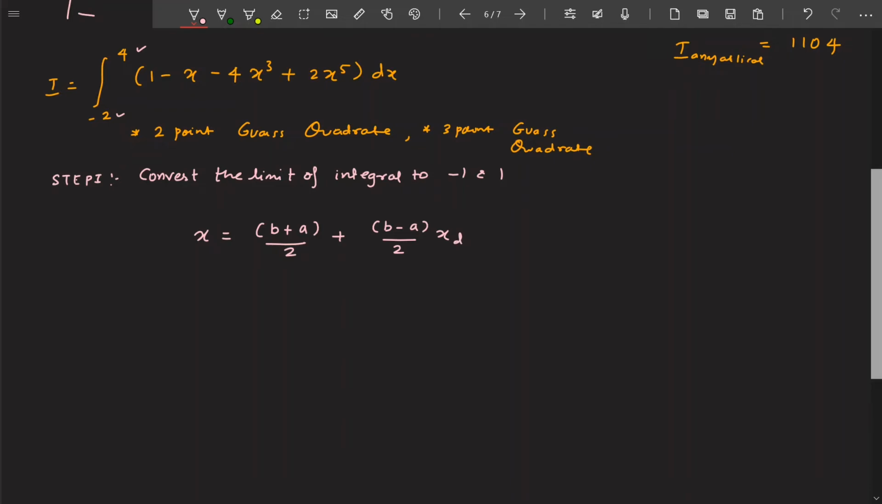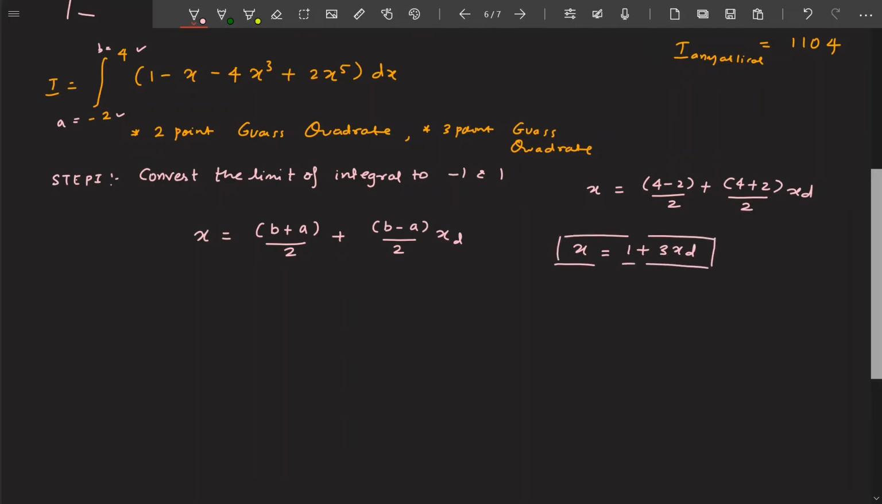Okay, so what is b and what is a? This limit is going to be your a and this limit is going to be your b. If you substitute, this is going to be (4 plus (-2)) by 2, which is 1, and (4 minus (-2)) by 2, which is 3, into xt. That comes out to be x is equal to 1 plus 3 xt.